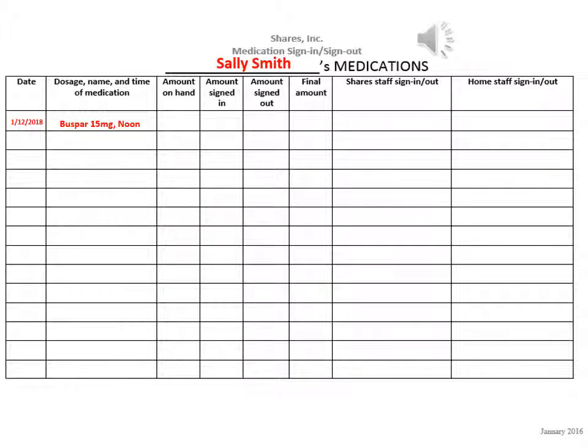You already had 3 on hand. They brought you in 12. You didn't sign anything out to them, like you didn't return any meds to them. So your final count is 15, and then you'll sign your name, and then the other person will sign.